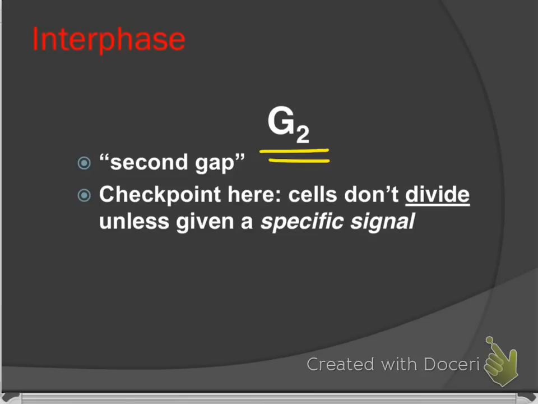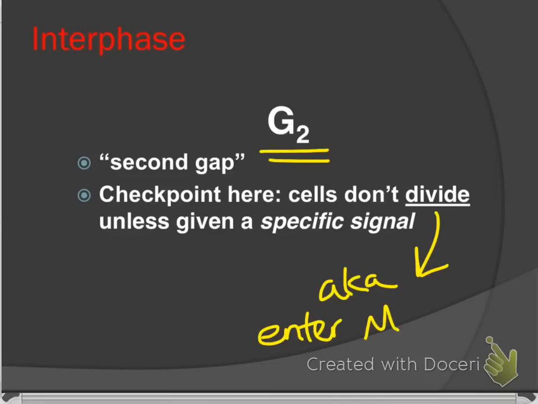The next part is G2, and this is the final part of interphase. The cells don't start dividing, or enter mitosis, unless they're given another specific signal. So think about it almost like traffic lights. They don't get to go until they get the green light to go on to the next part.